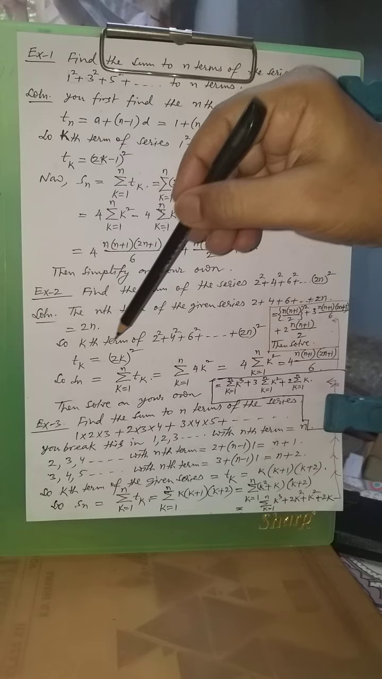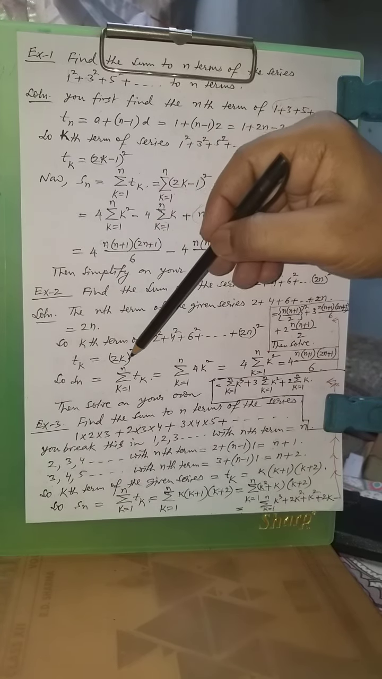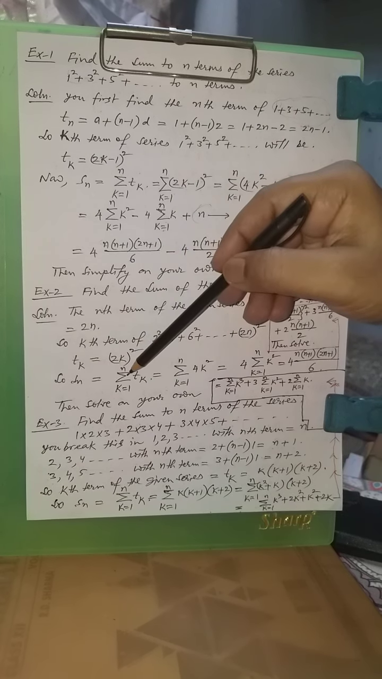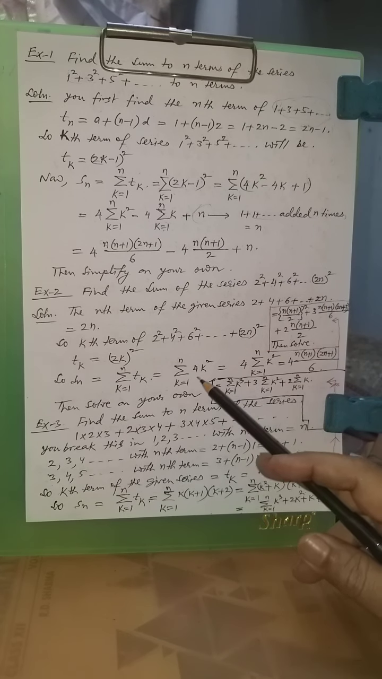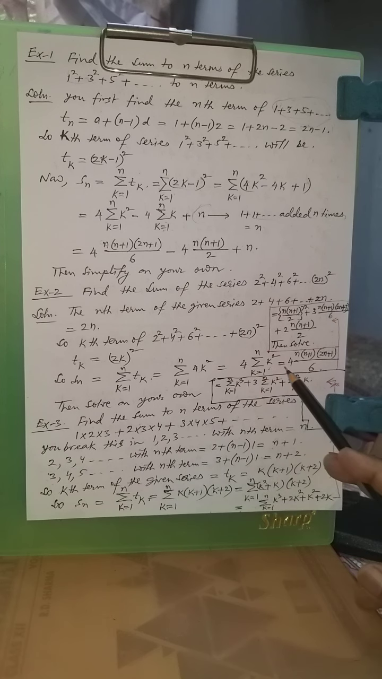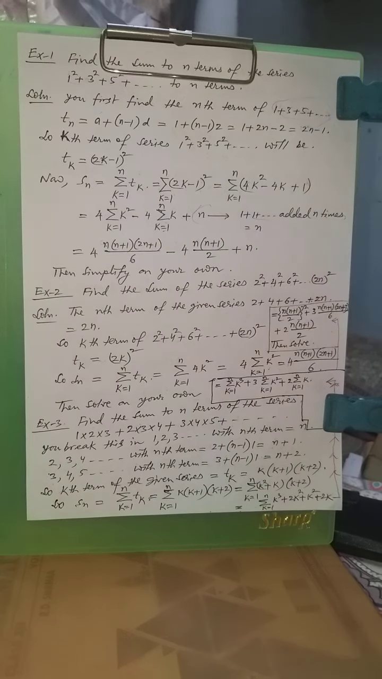So directly I am taking the kth term, which can be written as tk is equal to (2k) whole square. Now Sn will be written as sigma k is equal to 1 to n tk, which is nothing but 4k square. 4 is taken outside, so 4 sigma k square, that is equal to 4 into n plus 1 into 2n plus 1 whole divided by 6. Then you simplify this on your own, and you will get the answer.